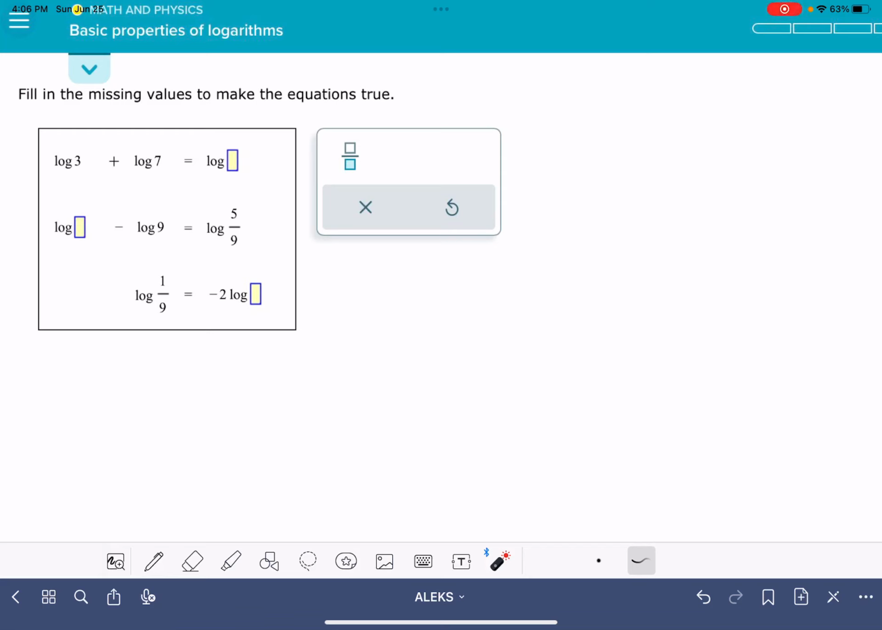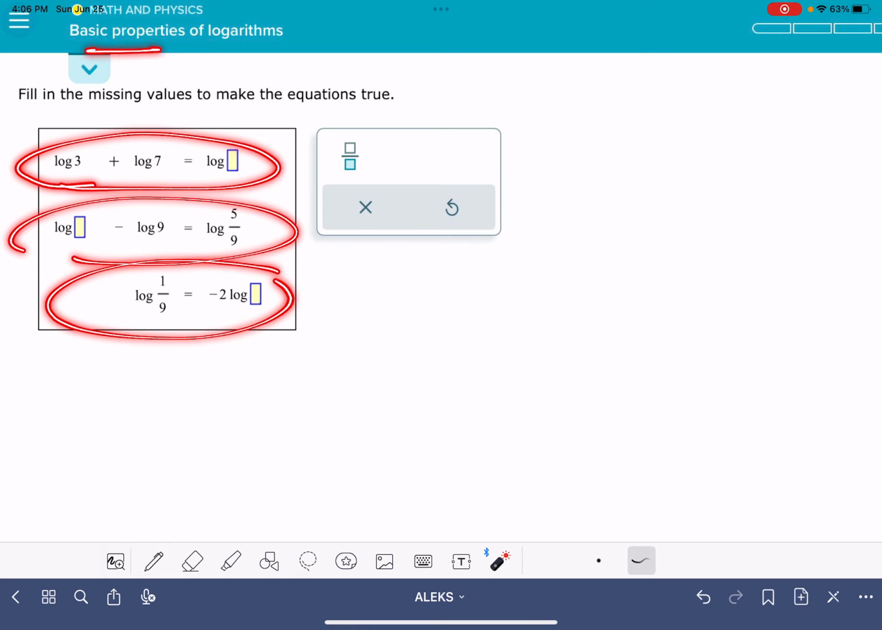In this video, we're going to work on the ALEKS problem called Basic Properties of Logarithms. This problem is going to have three different equations in it. Each equation is going to be missing something, a term that we have to fill in. And to solve these problems, we're going to be using the basic properties of logs.